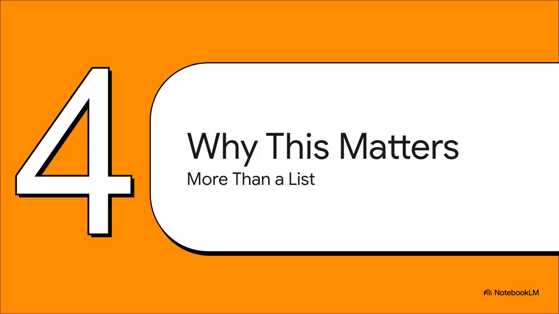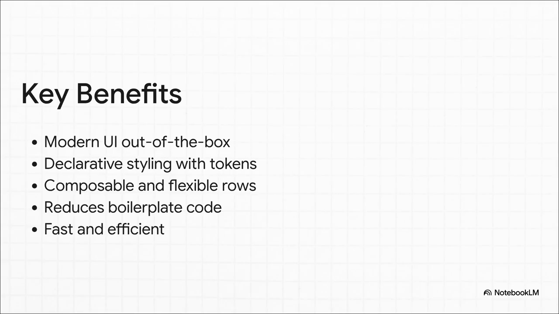Okay, so after seeing all that, let's just step back for a minute and talk about why this whole approach is so powerful. Because this is about way more than just making a list look pretty. So let's just quickly recap the key benefits here. You get a modern UI right out of the box. The styling is declarative and super simple, all thanks to tokens. The rows are incredibly flexible. You can compose them from literally any B4X view. And all of this means you write way less boilerplate code, making your whole development process faster and more efficient. It's honestly a huge step forward for building UIs in B4X.